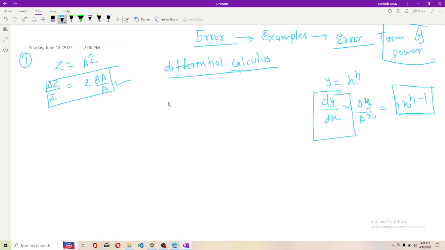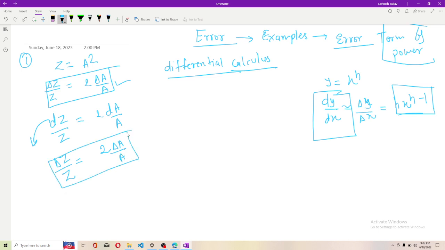So that's why we can say here, similarly, dz is equal to 2 da. Now if we divide by z on the left and a on the right, delta z upon z is equal to 2 delta a upon a. This is the way you can do it.